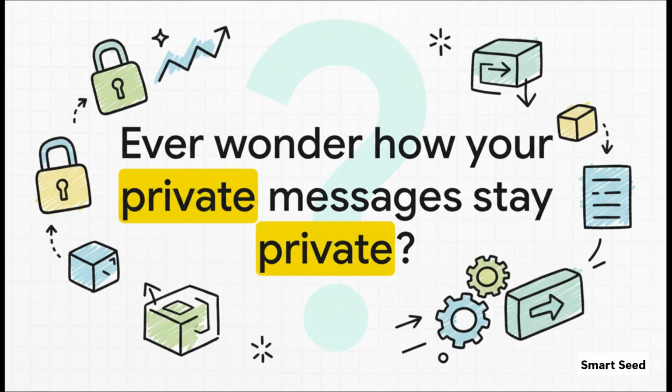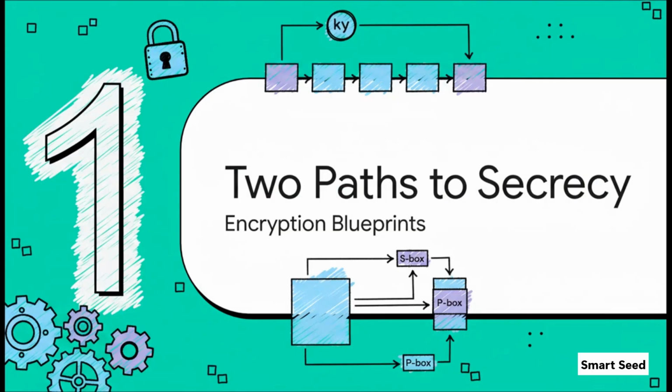How do you send a message, any secret message, across, say, the internet, and make sure that only the right person can read it? This is the whole puzzle that cryptography is trying to solve. Okay, so to tackle this, computer scientists came up with basically two main ways to do it, two different blueprints for creating a digital secret code. And of course, each one has its own pros and cons.